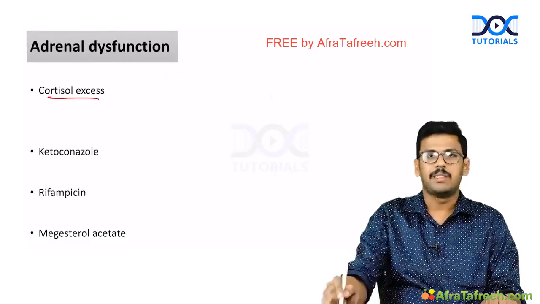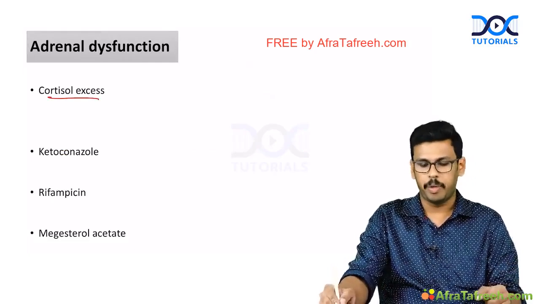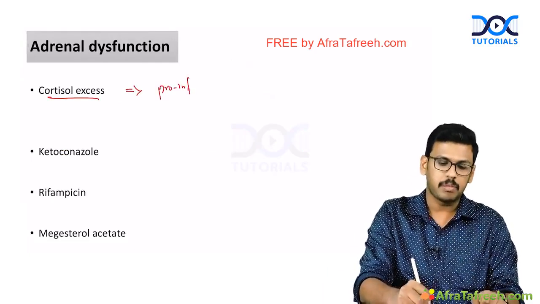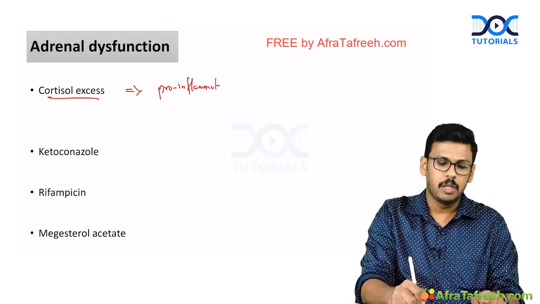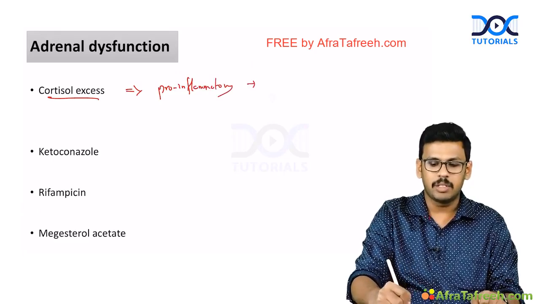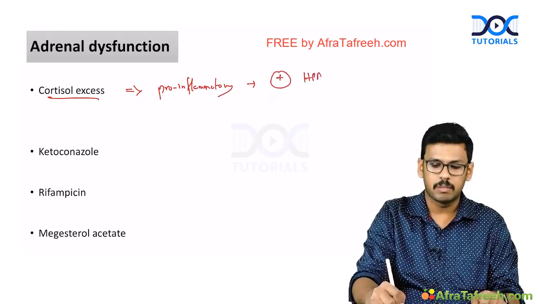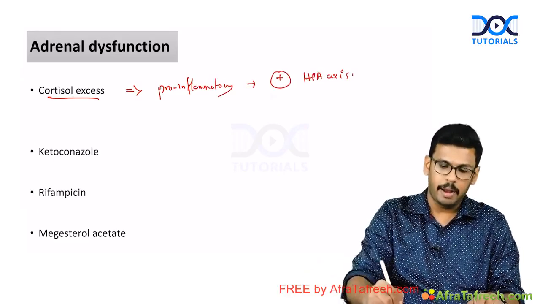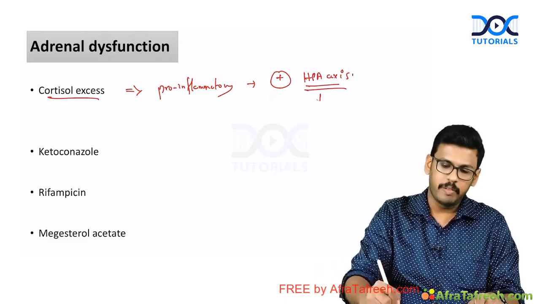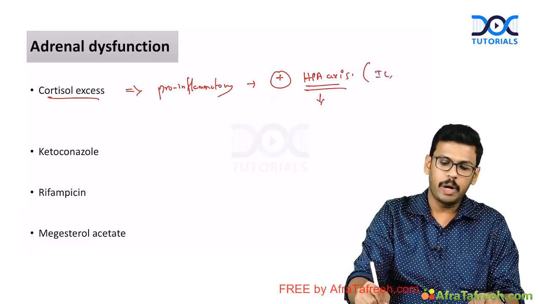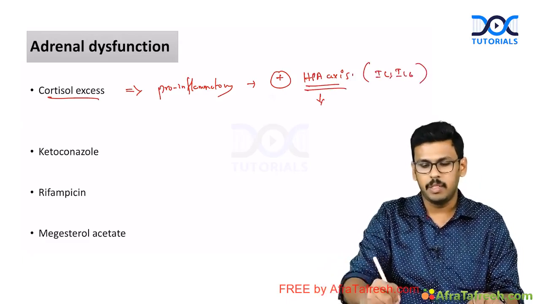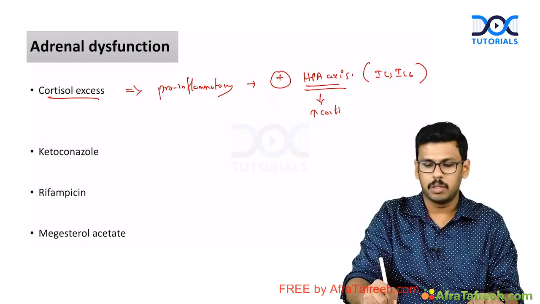Now, cortisol excess. Why does cortisol excess occur? Because HIV itself is a pro-inflammatory state. When there is increased inflammation, there is stimulation of the HPA axis. The HPA axis is stimulated by interleukin 1 and interleukin 6, these are the mediators that stimulate the HPA axis. This will lead to increased cortisol production.